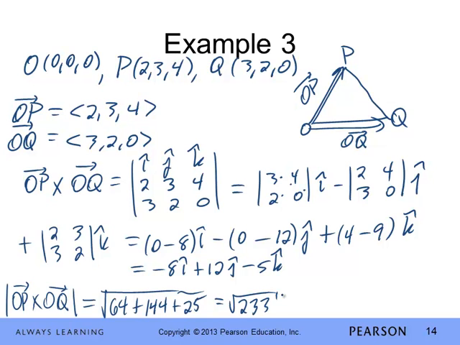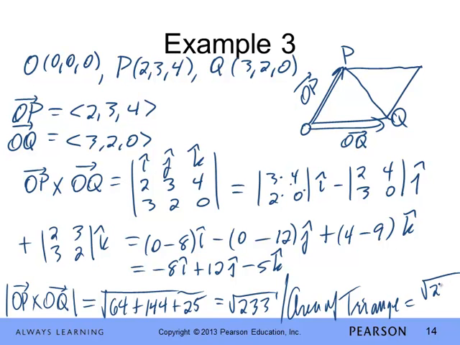And so the area of the parallelogram that has two adjacent sides defined by OP and OQ is square root of 233. But if you take half of that, then you get the area of the triangle. So area of triangle is equal to half of that, square root of 233 over 2. Whatever that is, but it's an exact number.